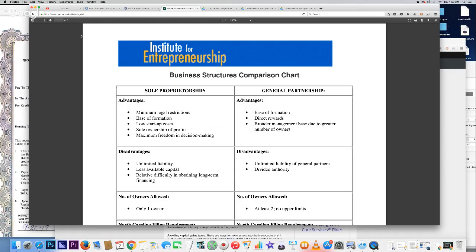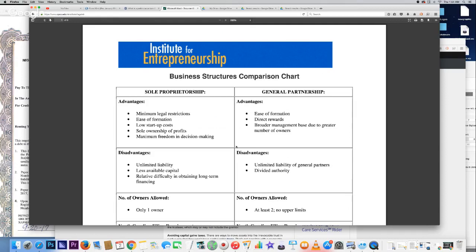Less available capital. You have less available capital because you cannot separate yourself from the EIN to establish credit for the corporate entity. Everything is going to constantly tie to the Social Security number. Relative difficulty obtaining long-term financing. That's what I just said, right? Relative difficulty in obtaining long-term financing.